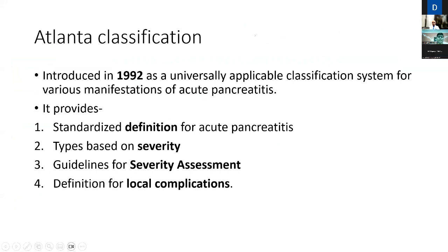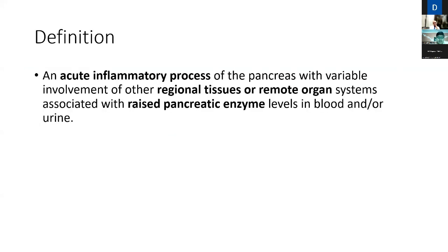So the Atlanta classification was introduced in 1992, and it provides the standardized definition for acute pancreatitis, types based on severity, guidelines for severity assessment, and definition of local complications. The definition by Atlanta classification: acute pancreatitis is an acute inflammatory process of the pancreas with variable involvement of other regional tissue or remote organ system, associated with raised pancreatic enzyme levels in blood or urine.